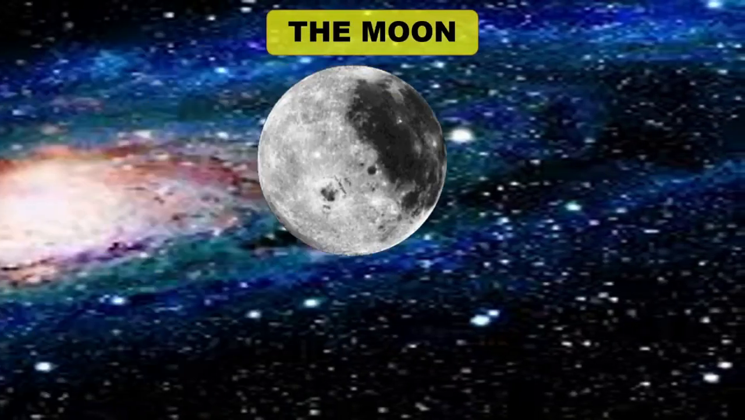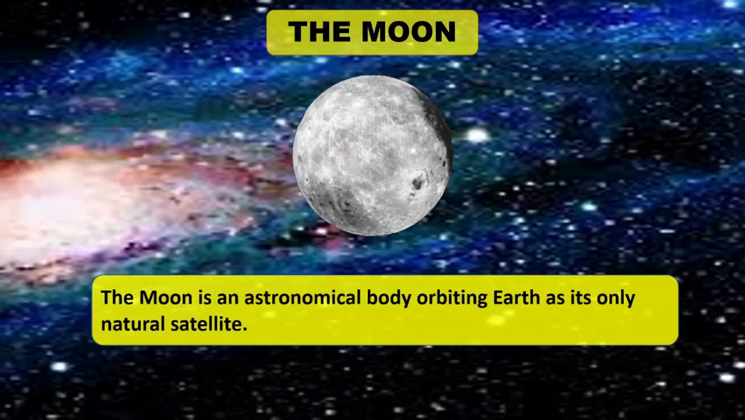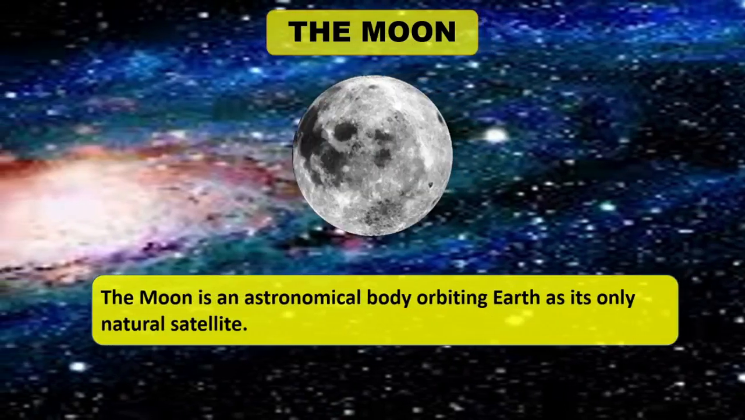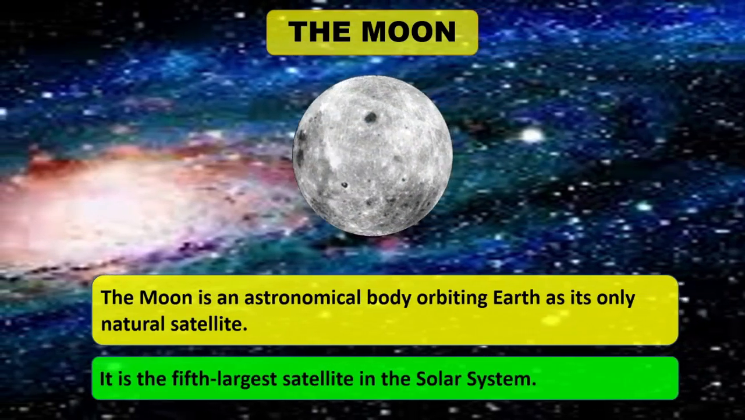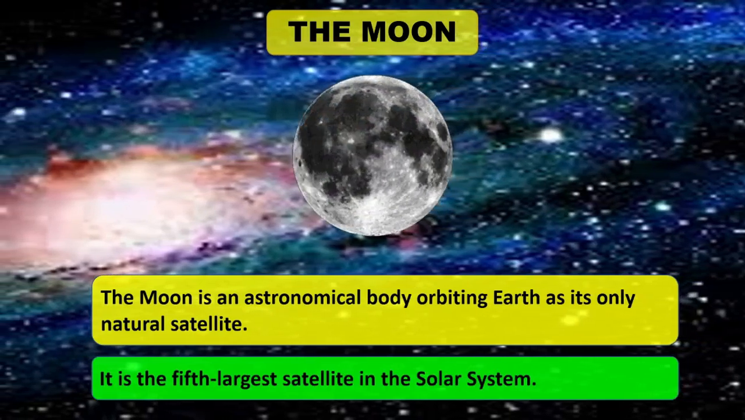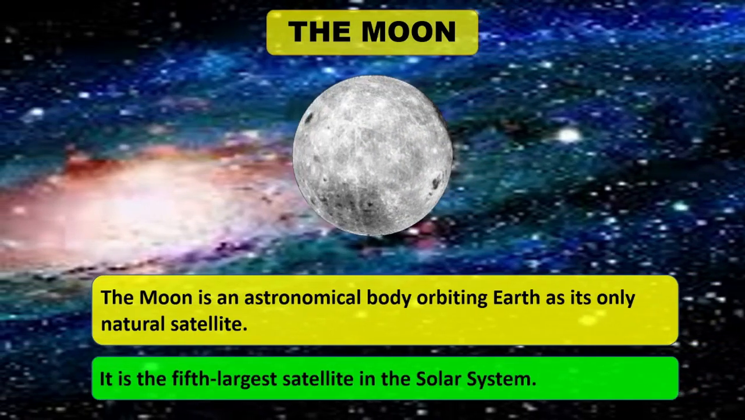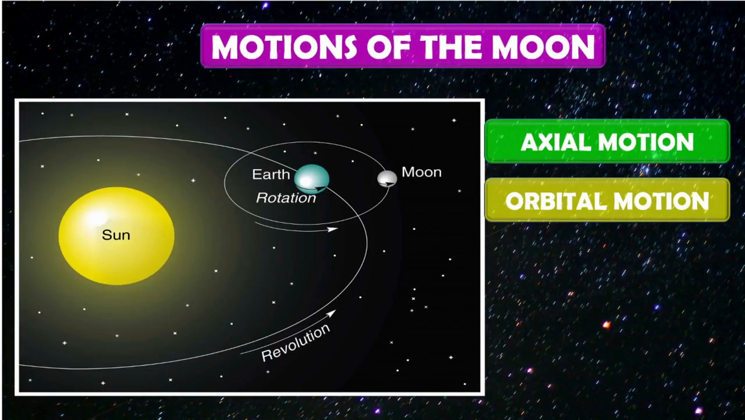The moon. The moon is an astronomical body orbiting the earth as its only natural satellite. It is the fifth largest satellite in the solar system. So students, in this lesson, let's learn in detail about motions and phases of the moon. Now let us study about the motions of the moon. There are two types of motions, axial motion and orbital motion of the moon.